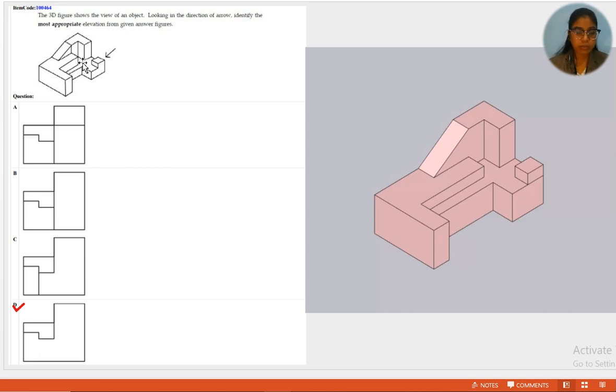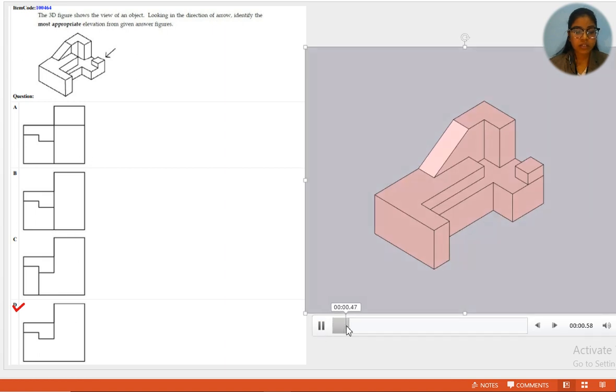So this is a 3D figure mentioned to you and the direction of the arrow is also mentioned to you. Now what you have to do is look in the direction of the arrow and find out its elevation. So if we look from this direction, it is sure that this one part will appear on the right hand side only. Now look at these four options. So everywhere it is on the right hand side.